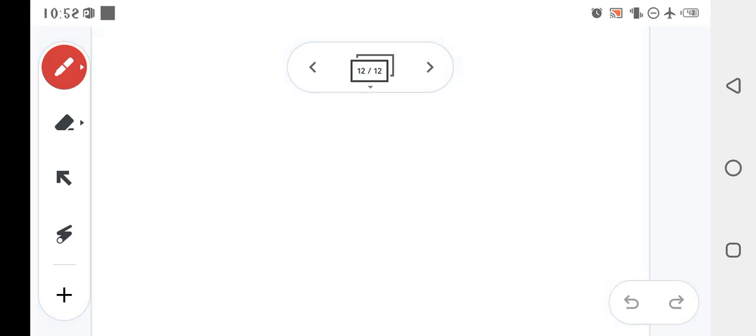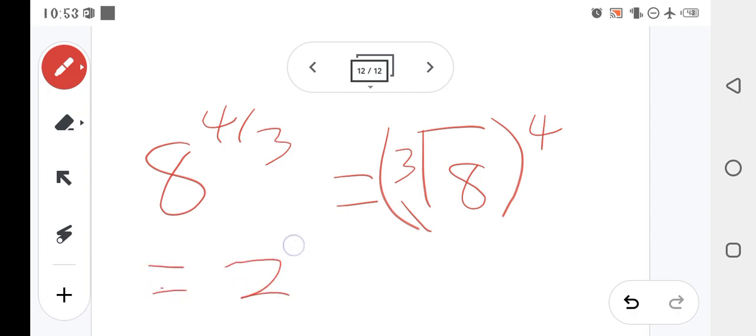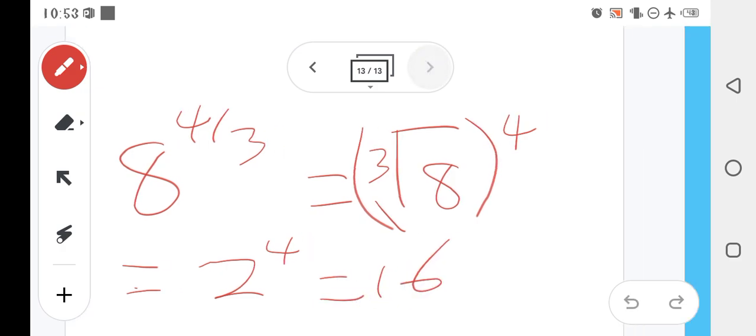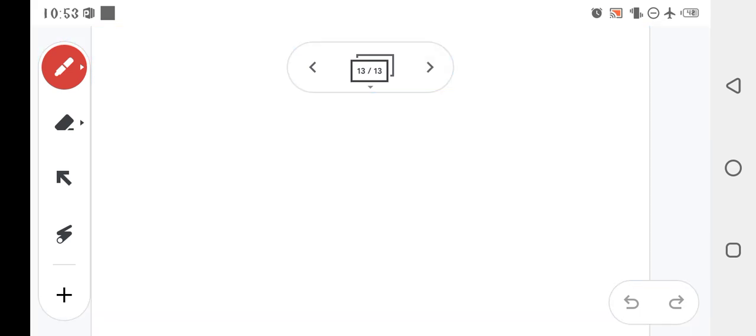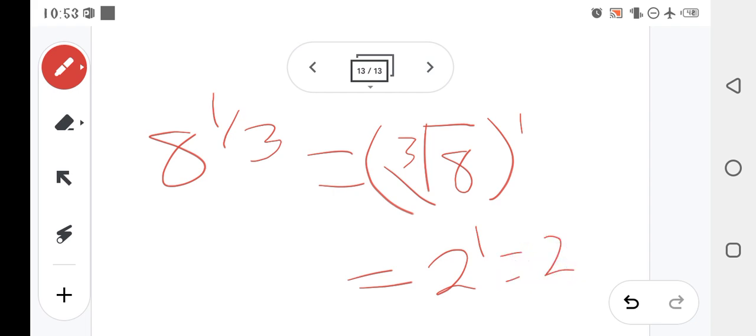Let's take another example under fractional index. If you have 8 raised to the power of 4 over 3, this is the third root of 8 raised to the power of 4. And the third root of 8 is what? 2. So 2 raised to the power of 4 is 16. Okay, let's take another example. Let's say 8 raised to the power of 1 over 3. So this becomes the third root of 8 raised to the power of 1, which is 2 raised to the power of 1, which becomes 2.